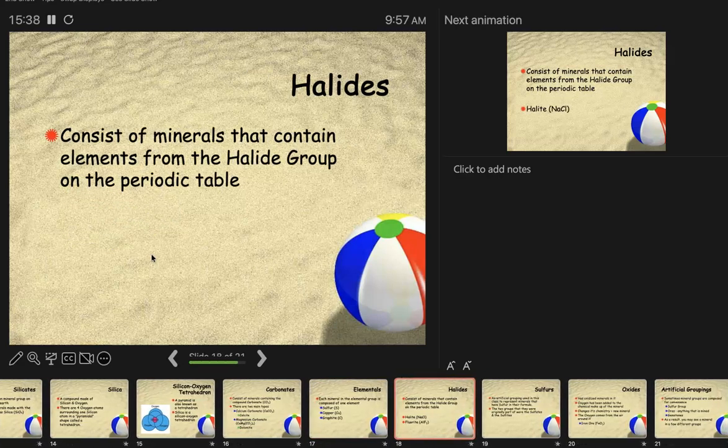The halides. The halides consist of minerals that contain elements from the halide group of the periodic table. Well, that's helpful. So you remember the noble gases way down at the end? Well, the column before that is the halide group. Okay? Still not helpful, I know. Basically, it's a whole bunch of elements that end in -ine, I-N-E. Bromine, chlorine, fluorine, iodine, well, iodine, but you know what I mean.